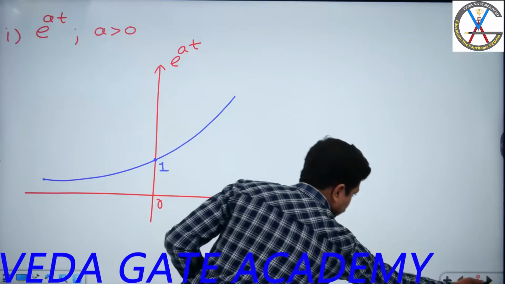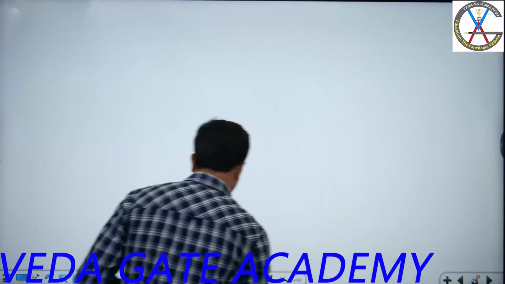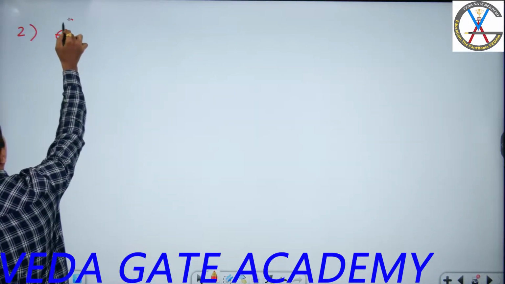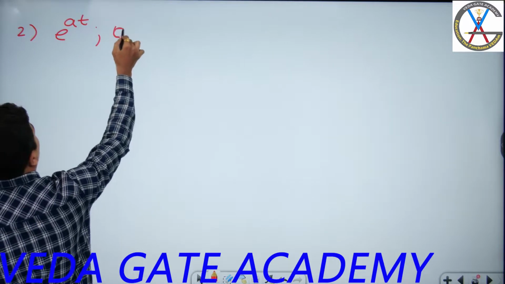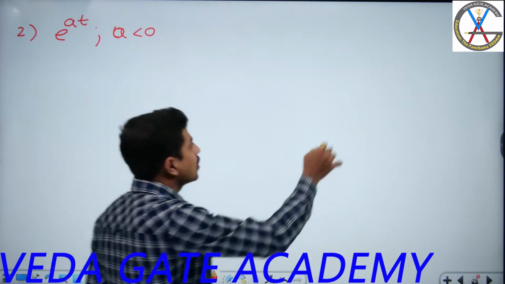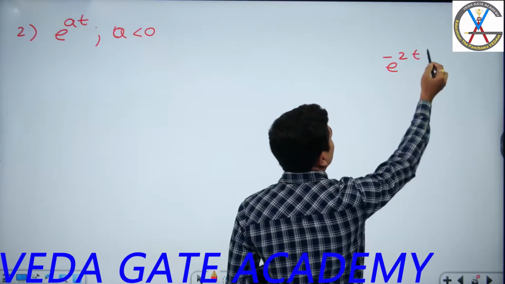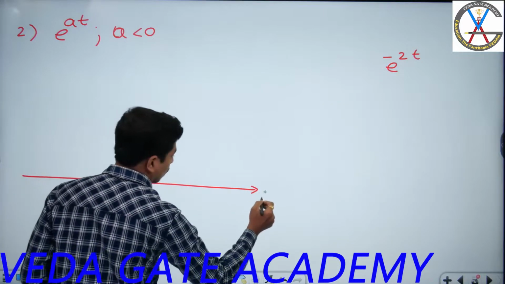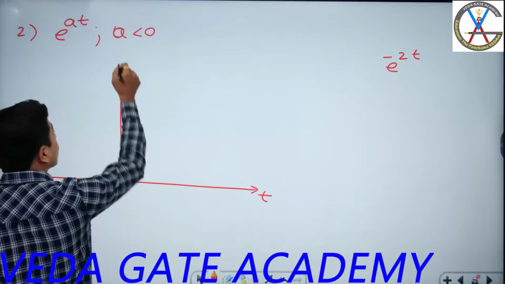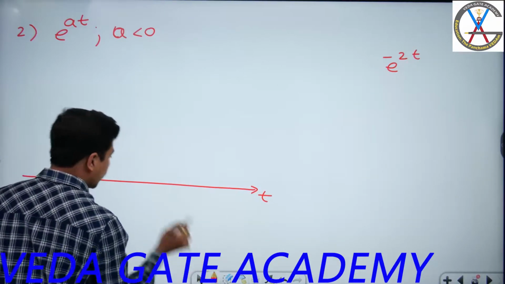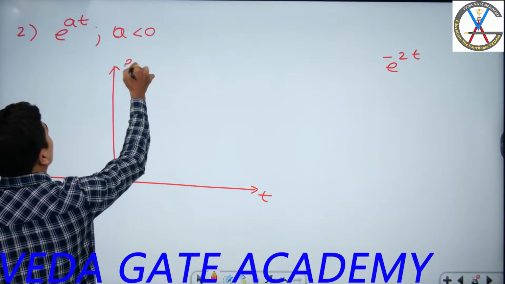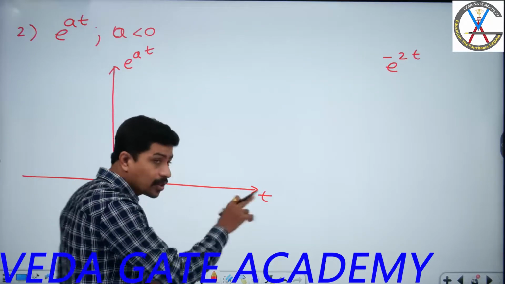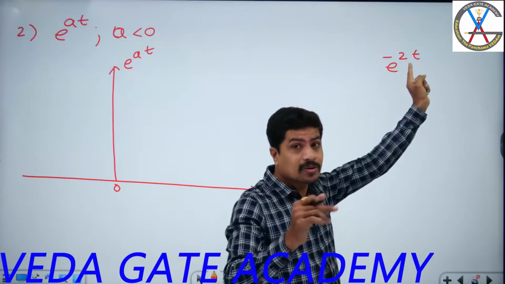Now, second possibility. Let us sketch the second possibility. It is e power at for a less than 0. a is less than 0. The example is simply e power minus 2t. Let us take the axis. This is t, and this is the e power at axis. This is t is equal to 0, and at t is equal to 0, anyhow, it is 1. For t greater than 0, minus 2 into positive will be negative.